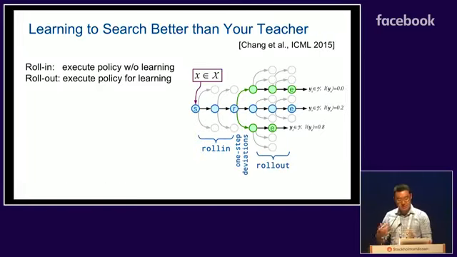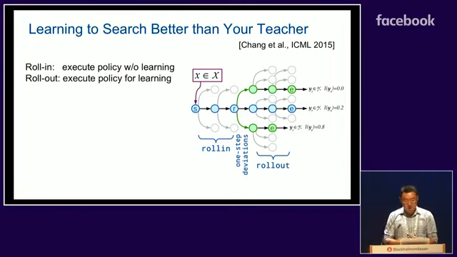And so let me just give you a small description of one such example, from the paper Learning to Search Better Than Your Teacher, by Chang et al. in ICML 2015. And here I have to introduce a simple concept called a roll-in, which is a little bit different from a rollout. In a roll-in, you execute a policy without any considerations for learning. And then in a rollout, which is what we talked about before, we execute some other policy and use the information from that rollout for learning.